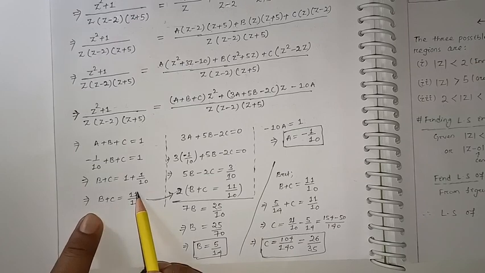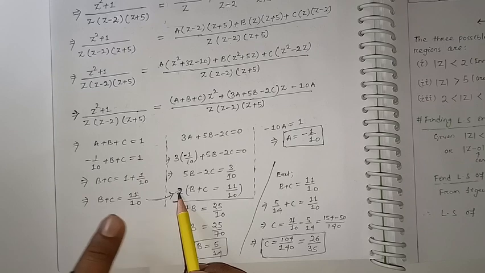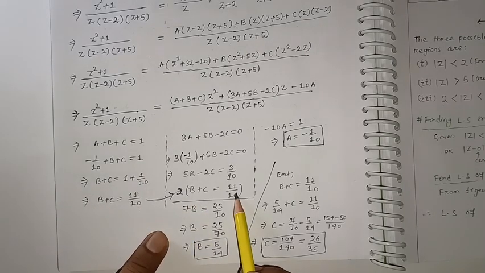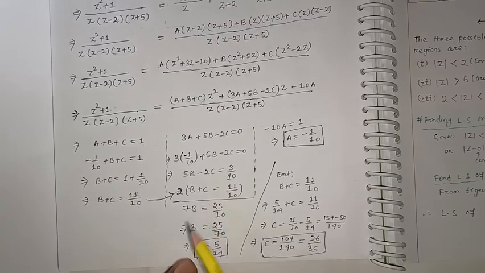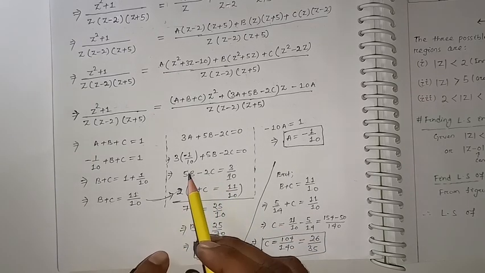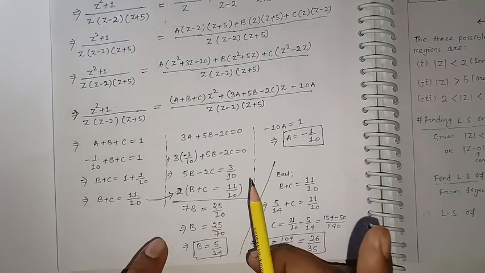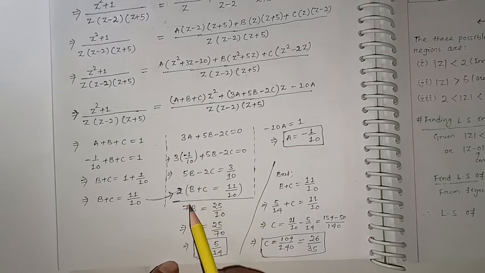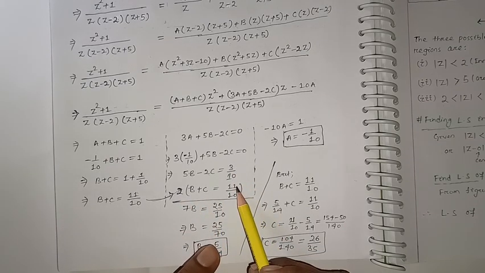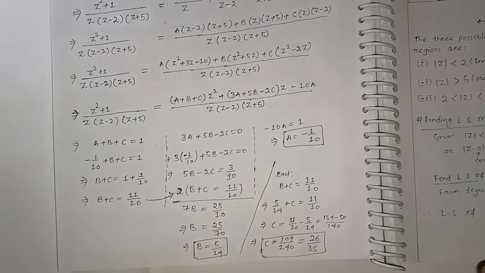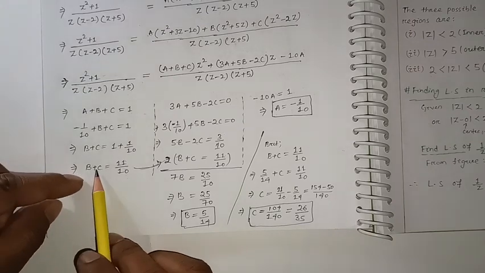Here b plus c equal to 11 by 10. I take this equation and multiply it by 2. Then I add these two equations. Here 2c and minus 2c get cancelled, and 5b plus 2b is 7b, and on the right side, 2 multiplied with 11 gives 22, plus 3, that is 25 by 10. So b will be equal to 5 by 14.